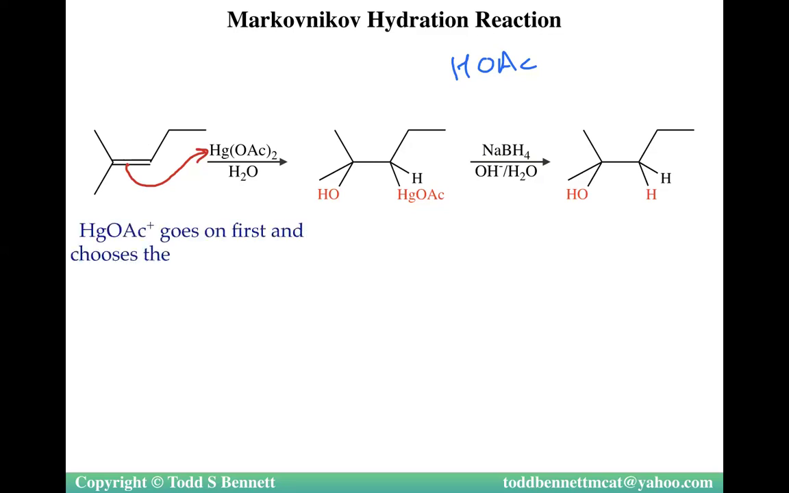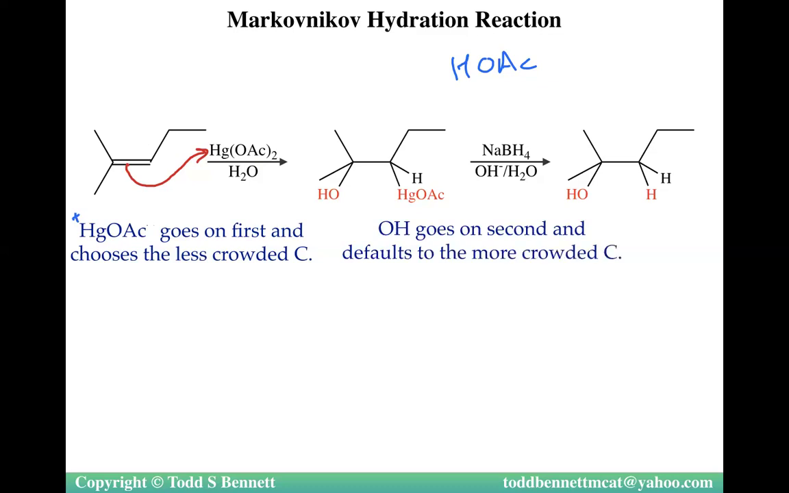Okay, so HgOAc plus. The plus charge is actually located on the mercury. I've drawn it for formula reasons, but if you want to be more precise, you put the positive charge on the mercury, not on the Ac end, and that'll go on first, and it chooses, just like H did when it went on first, the less crowded carbon. So it's going to go on to the secondary carbon. It leaves the carbocation on the tertiary, and so OH is going to go on second, and as we've learned, the second thing on defaults to the more crowded or less favorable site.